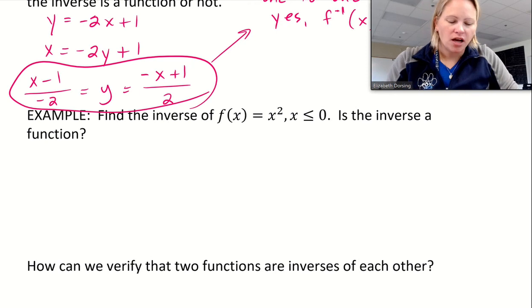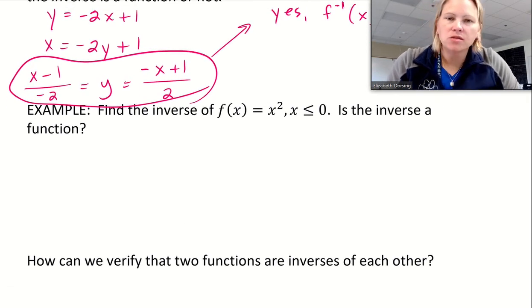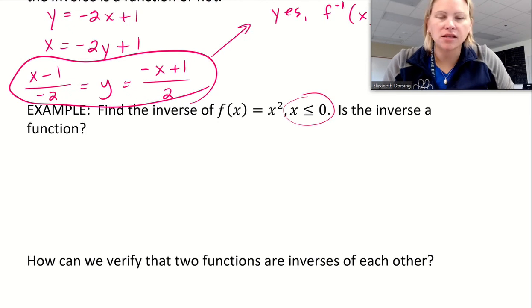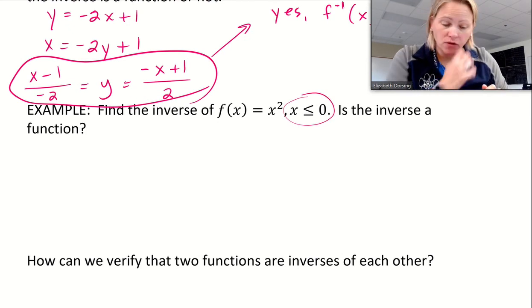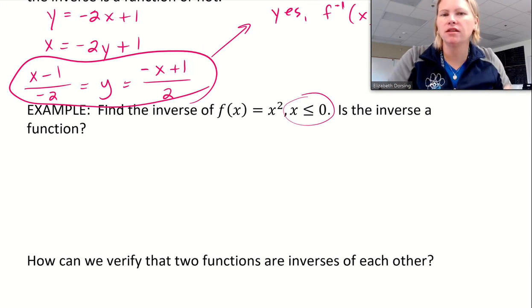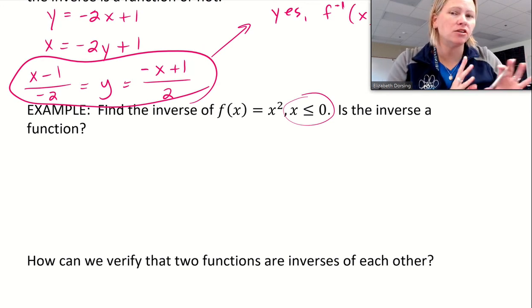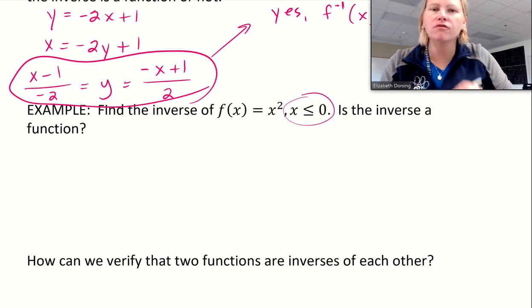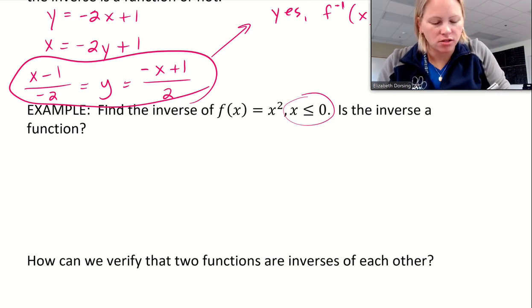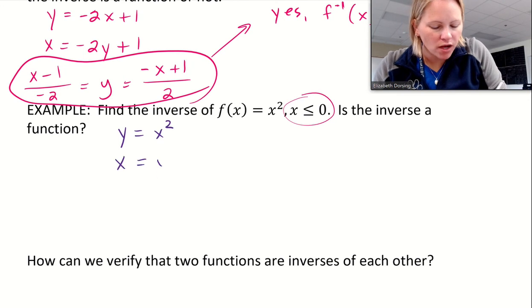Find the inverse of f of x equals x squared. And notice it tells me some information here. It says x is less than or equal to 0. So let's talk about how we would start by finding the inverse of this function. We're going to set aside that domain restriction of x being less than or equal to 0. We're going to pretend like it's not there just for the beginning, because I want to talk through a couple of key points that are important for later on in this course. So if y equals x squared, then x equals y squared.